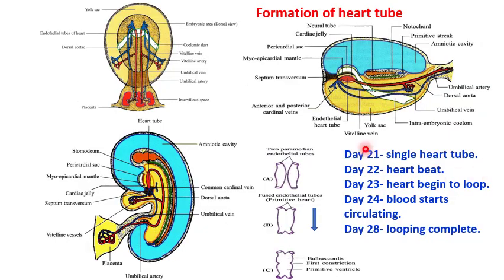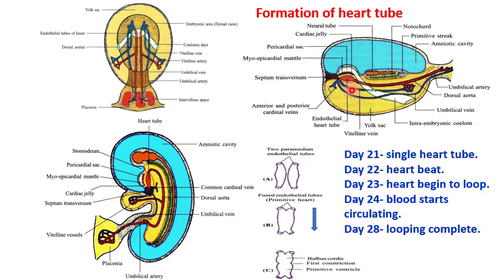So coming back again to the myoepicardial mantle, which is formed in front, that is ventral to the pericardial sac, forms the myocardium, and this myocardium, the developing myocardium, will replace the cardiac jelly also and covers the developing endothelial heart tubes.